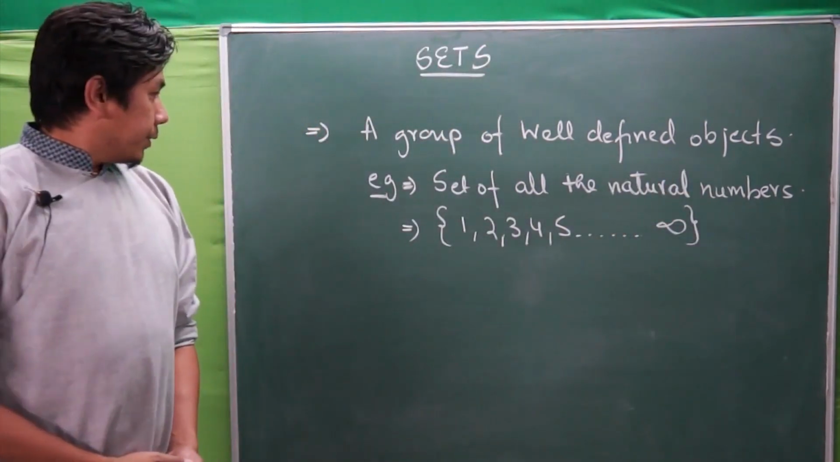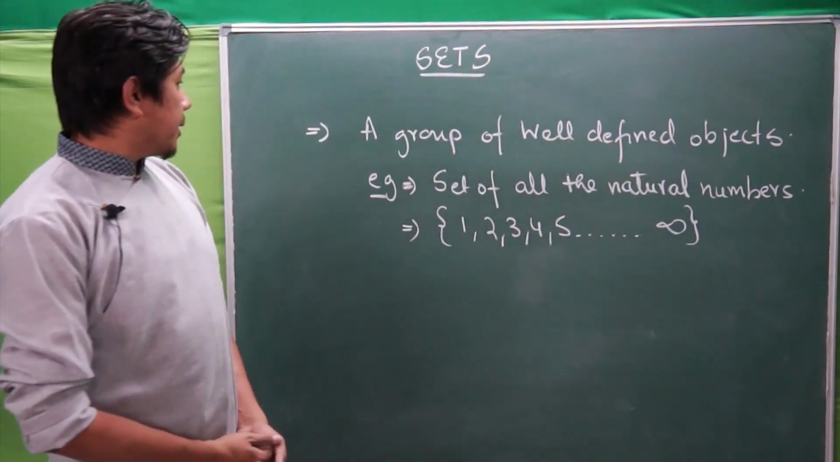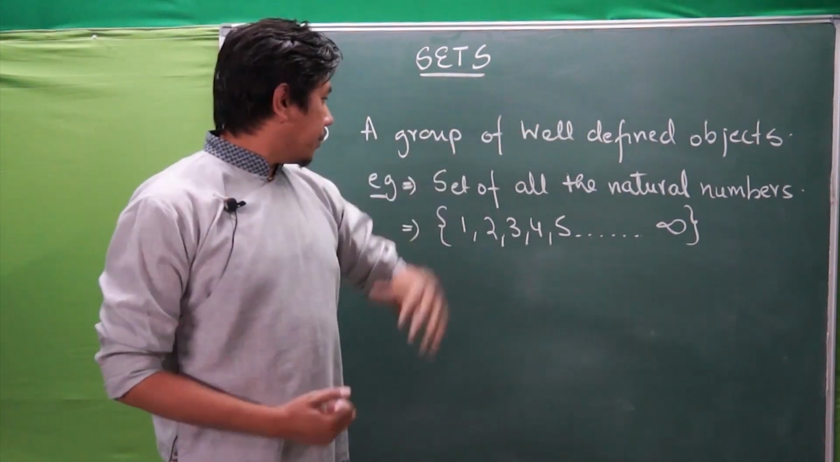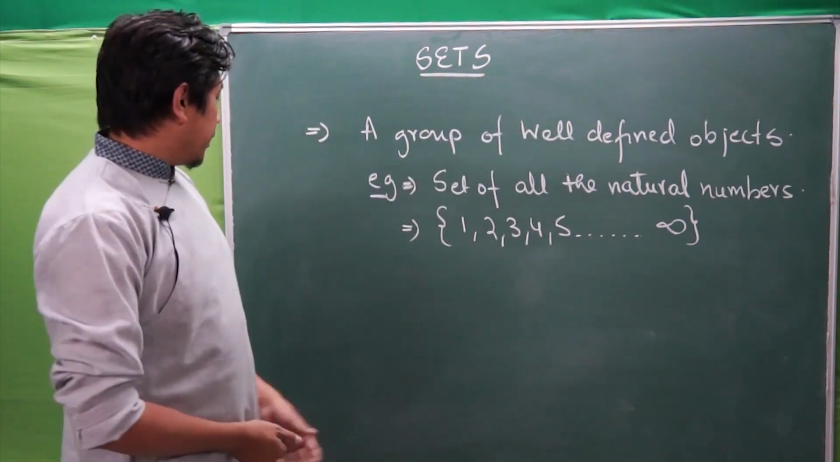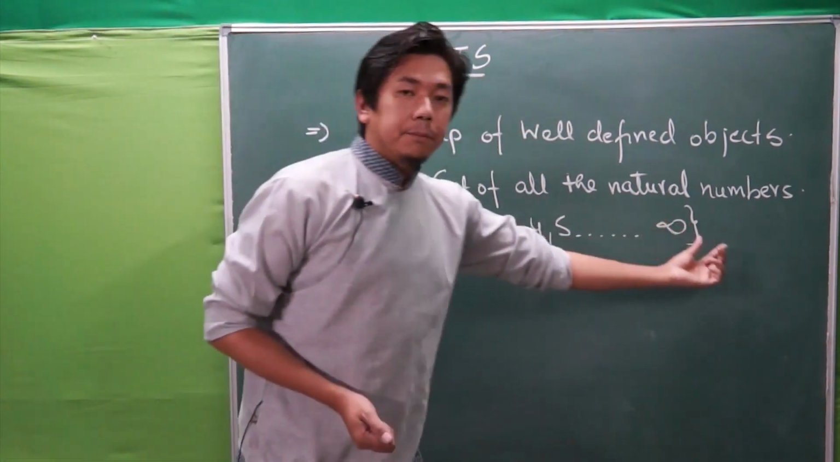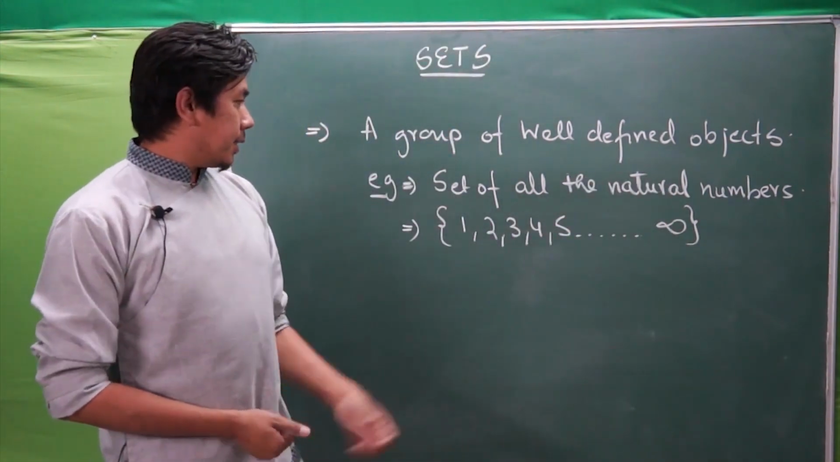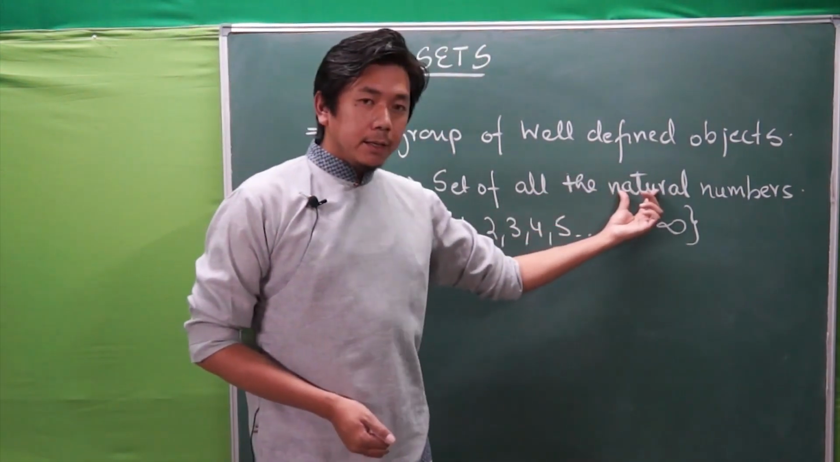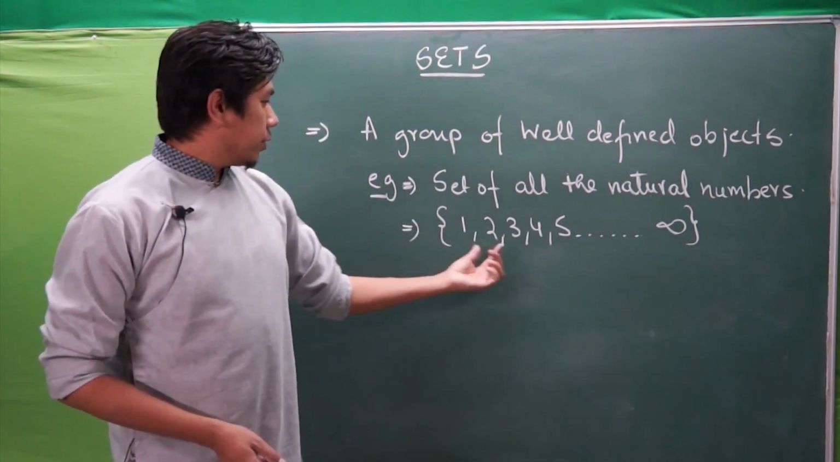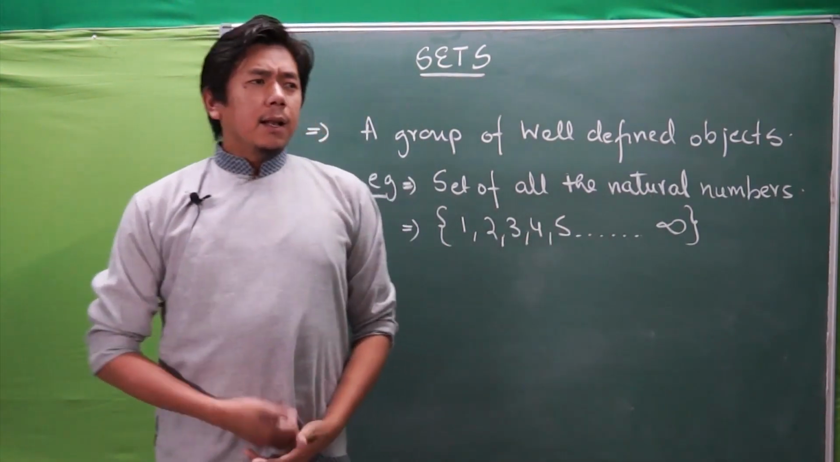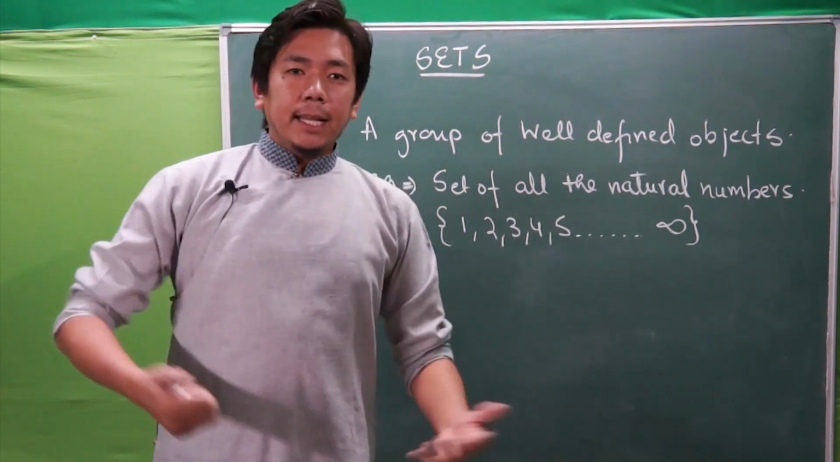Alright. So first thing, what is a set? It is a group of well-defined objects. How is it represented? It is represented through braces. What are the elements? In this particular case, it is natural numbers 1, 2, 3, 4, so on. Likewise, we can have many daily examples.